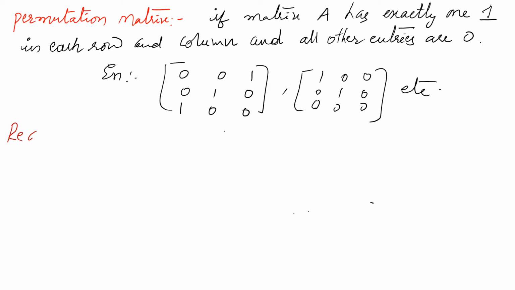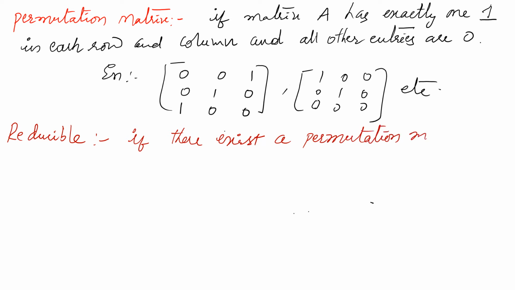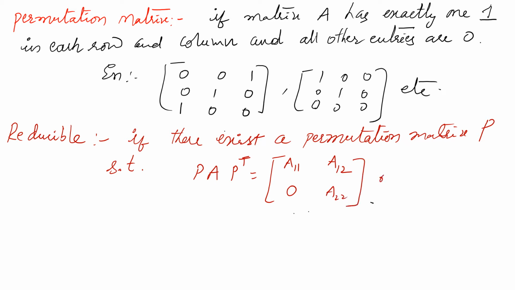And reducible matrix. What is meant by reducible matrix? A matrix A is said to be reducible if there exists a permutation matrix capital P such that P into A into P transpose must be of the form capital A11, A12, 0 matrix and A22, or another one, P A P transpose.